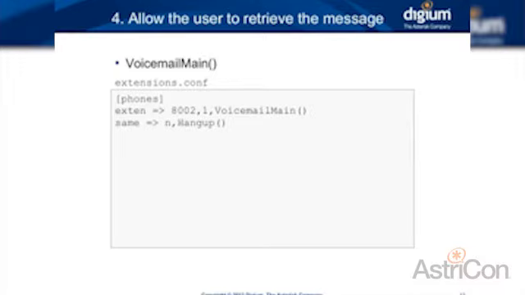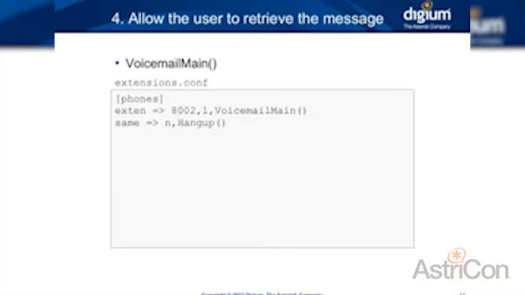Lastly, we need a way to retrieve the message. This we're going to do, again, with a Dialplan application in extensions.conf. So here I've configured extension 8002, and it goes to the voicemail main application. The difference between voicemail and voicemail main is that voicemail sends a voicemail into the voicemail box. That's for the caller. Voicemail main is for the user to dial in and retrieve that message.